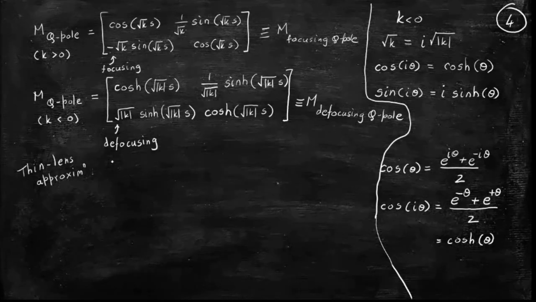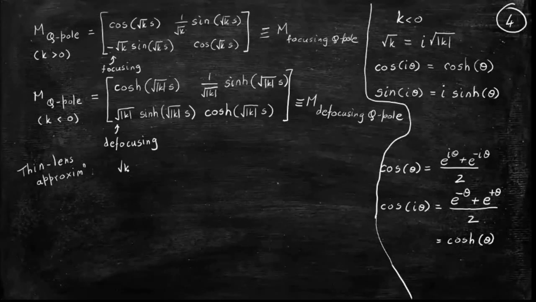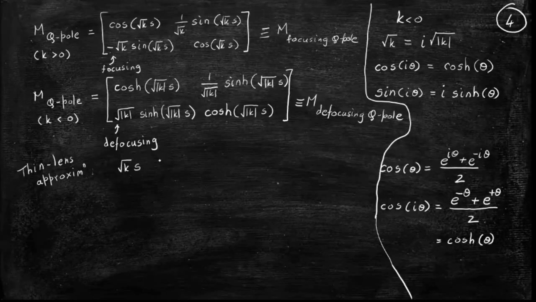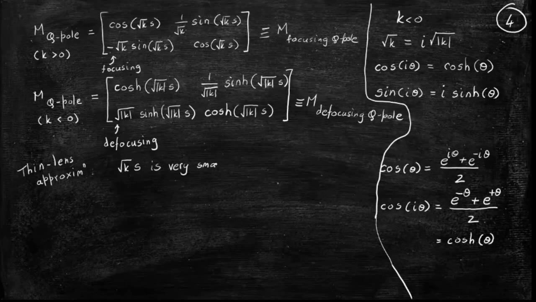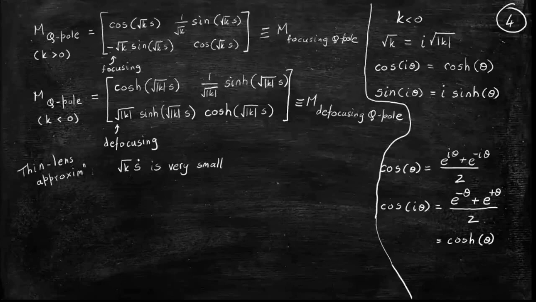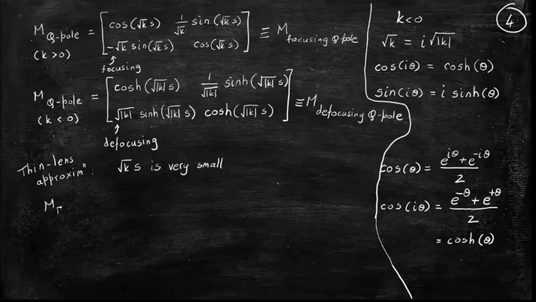The thin lens approximation basically says that root k times s is very small. Root k times s, by the way, is a dimensionless quantity. So when you say it is very small, it's a numerically very small number. And when you do that, then what will happen to the expressions for the focusing and defocusing quadrupoles?